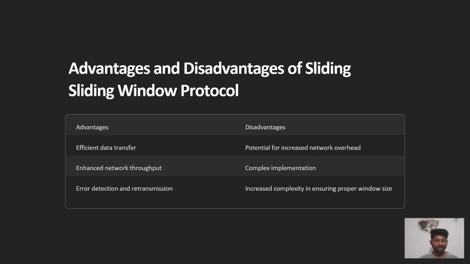So now, a summary of the advantages and disadvantages of sliding window protocol. Advantages: efficient data transfer, enhanced network throughput, error detection and retransmission. Disadvantages: potential for increased network overhead, complex implementation, increased complexity in ensuring proper window size.